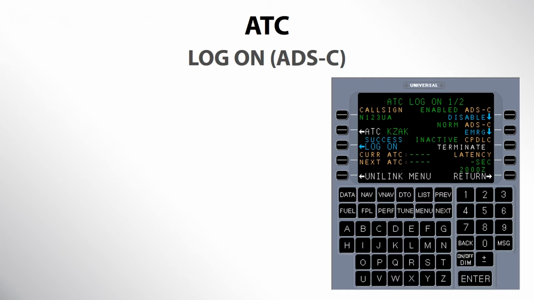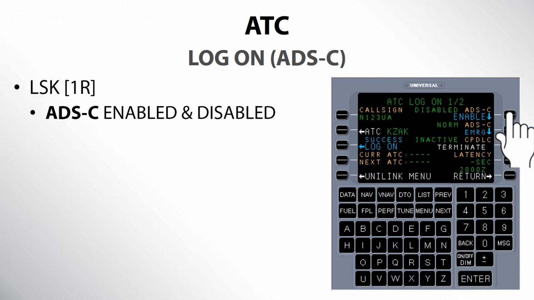ADS-C surveillance is dependent on automatic downlink information from onboard avionics triggered by specified events or time intervals. The ADS-C interface provides the following functions. Pressing line select key 1 right toggles enabled and disabled. Enabled allows ADS-C contracts to be established with multiple ATC stations as well as with an AOC ground host. Disabled suspends ADS-C communication, terminates all existing contracts, and prevents future contracts from being established.